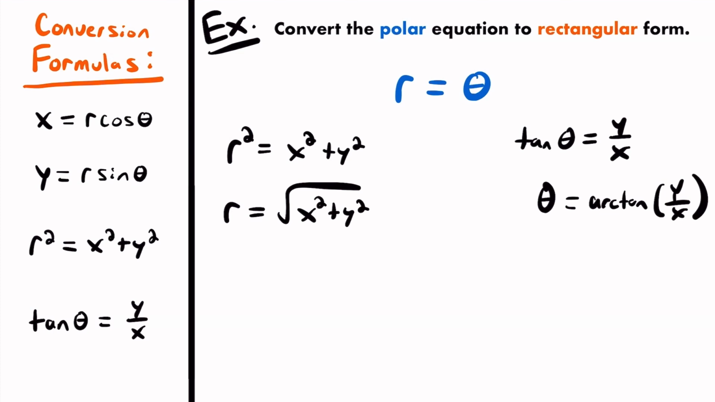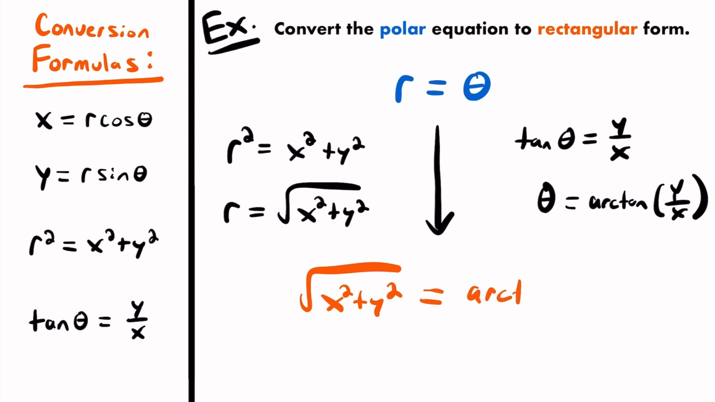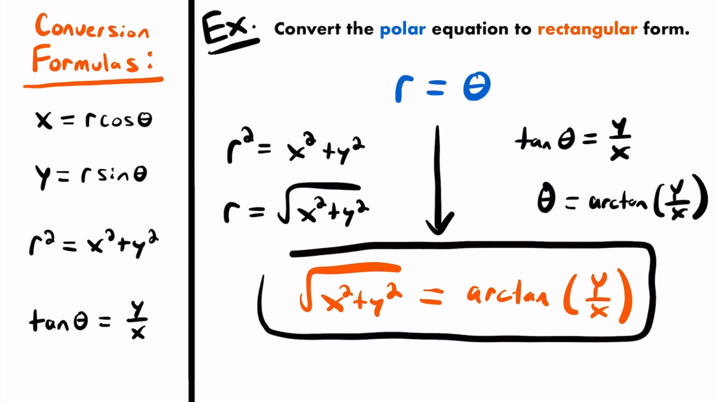So now, all we have to do is substitute both of these expressions into this equation. We'll have that r is equal to theta will be the square root of x squared plus y squared, and that will be equal to arctangent of y divided by x. And we're not going to try to simplify that at all. It's pretty ugly, pretty complex, so I'm going to leave it in this form, but that right there is the rectangular form of this polar equation.